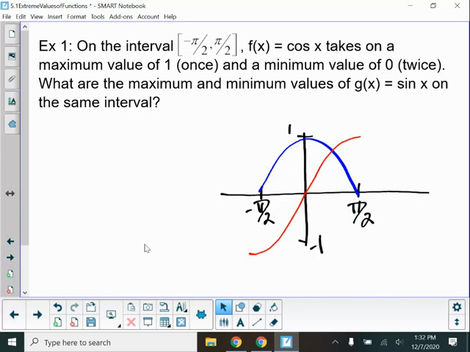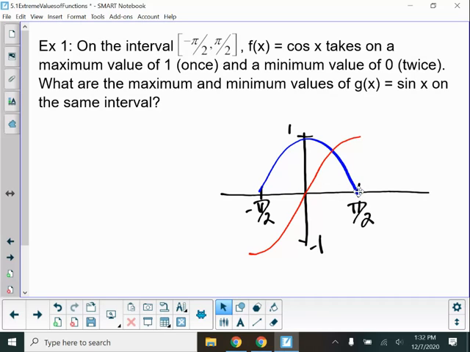Okay, so we have the first example here. And I went through and drew this out and worked this out so you can see what it looks like. We have the interval negative pi over 2 to pi over 2, and f of x equals cosine. It's going to take on a maximum value of 1 once. So that's the blue equation that's right here, and a minimum value of 0 twice. That's at negative pi over 2 and pi over 2.